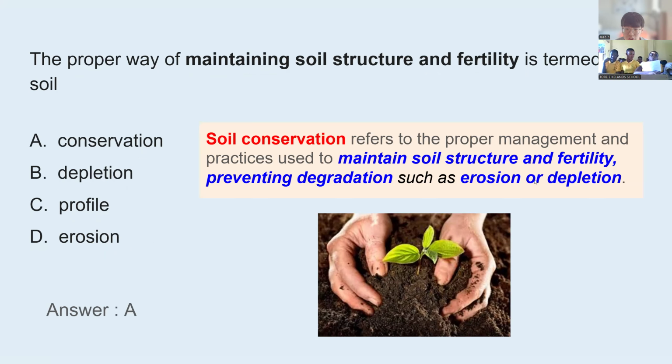Soil conservation refers to the proper management and practices used to maintain soil structure and fertility that prevent degradation, such as erosion or depletion. So, erosion and depletion are what's being protected by conservation.